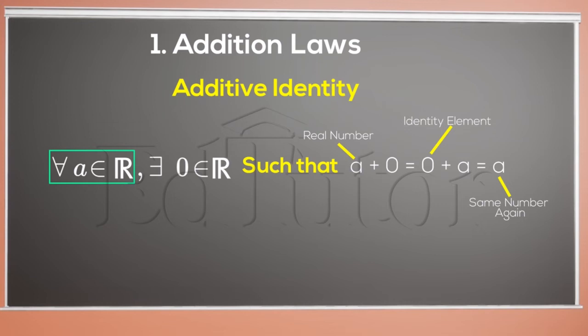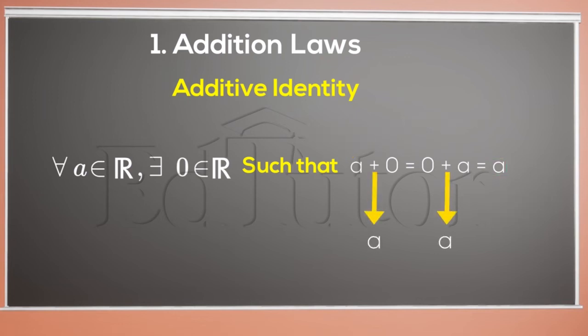By gathering this data, we can easily read the symbolic statement. For all real numbers a, there exists a real number 0, such that if you add it to a, the result is the same real number a again. And it doesn't matter in which order you add them, you will still get a every time. Bingo! I hope you can read the others yourself from now on.